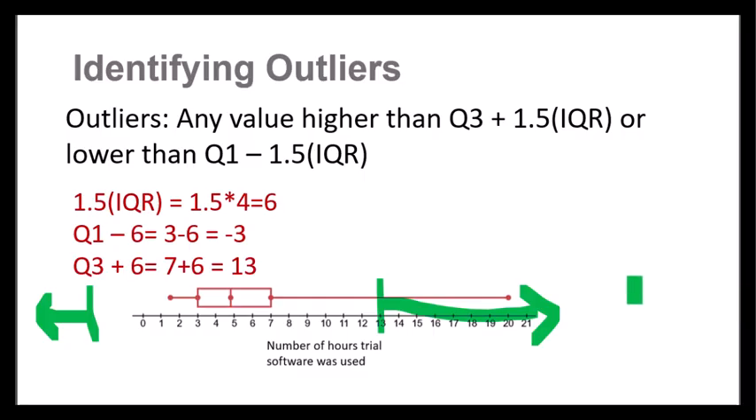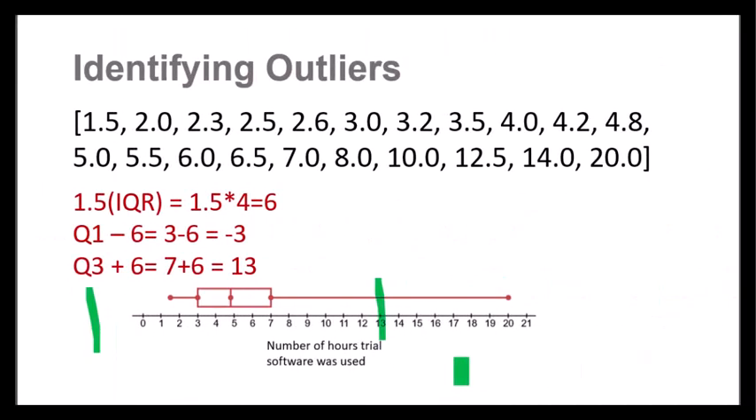In this case, there are some outliers in the original data set. So considering those fences of -3 and 13, if I come back to the original data values, I see that the lowest is 1.5, which again is not less than -3. And then if I look through the data values to the high end, 14 and 20 are both values higher than 13, the upper fence. So those would both be considered outliers in this data.